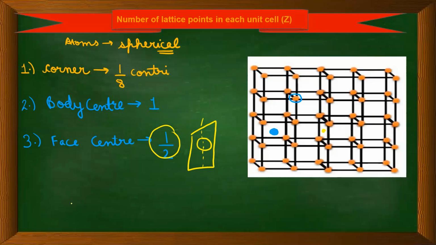Okay, so now we will calculate the number of lattice points in each unit cell, and the number of lattice points in each unit cell is represented by the letter Z, and this is very helpful for us in our upcoming density calculations.